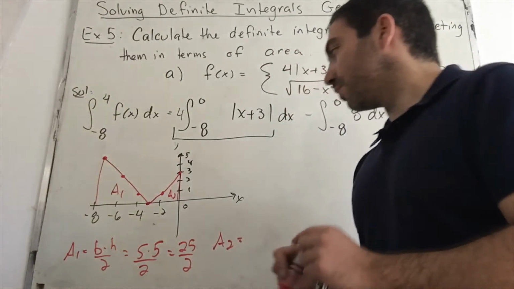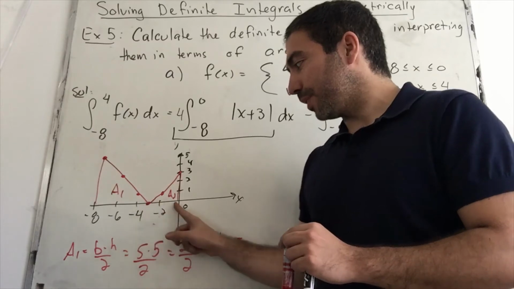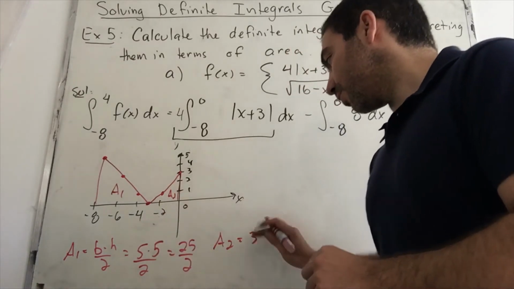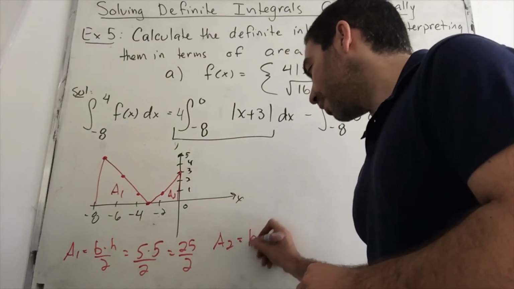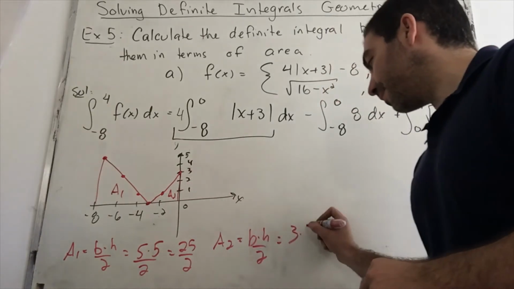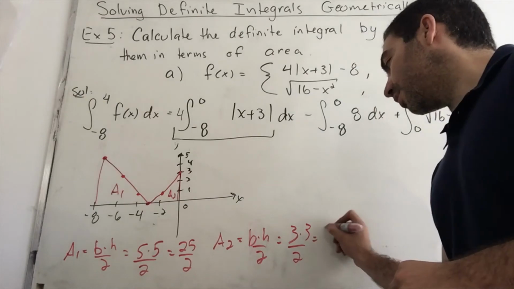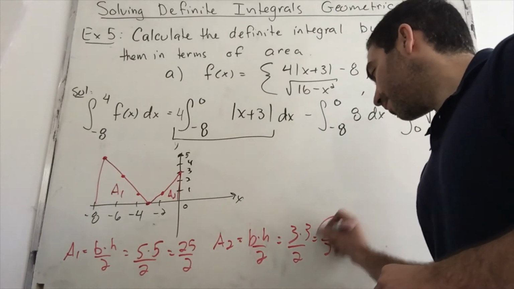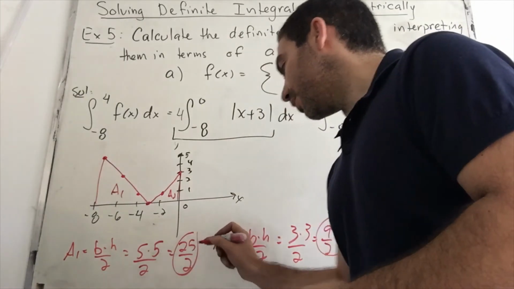Area 2 is equal to, here it's from -3 to 0, so that's a distance of 3. So again, it's base times height divided by 2. Let's write our formula. The base is 3 and the height is 3. So this gives us 9 on 2 units squared. And area 1 is 25 on 2 units squared.